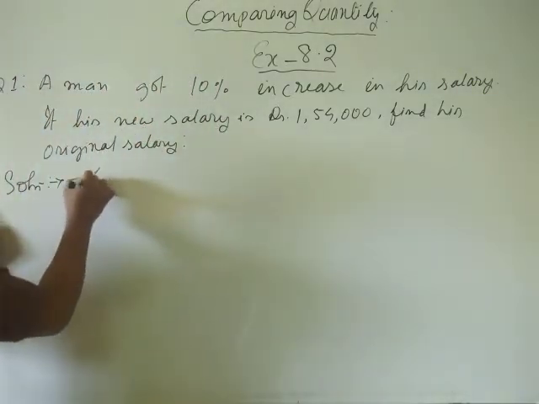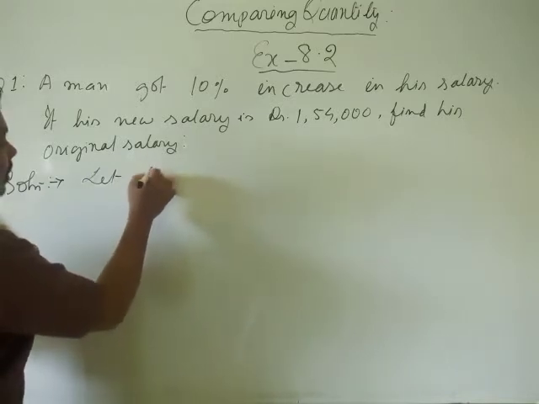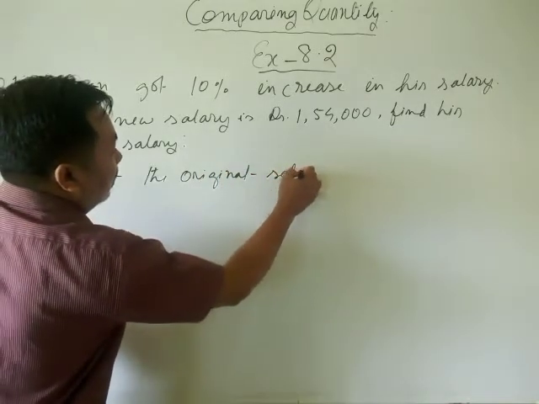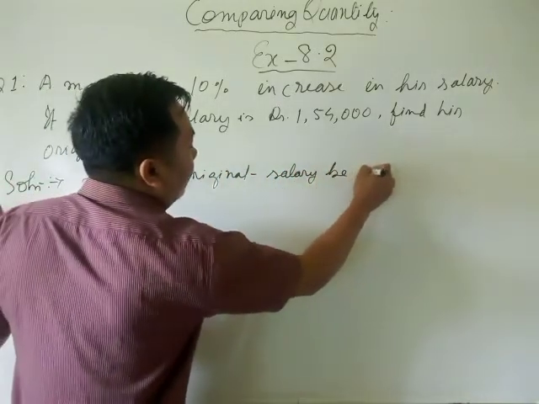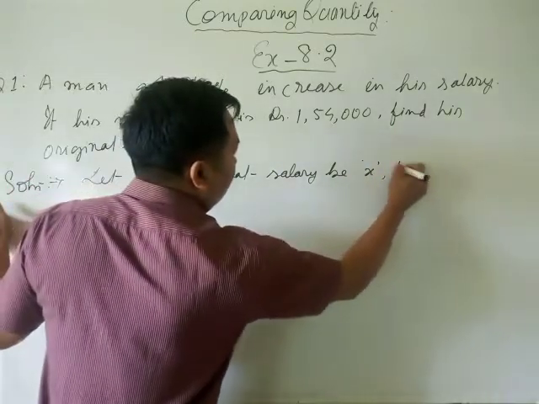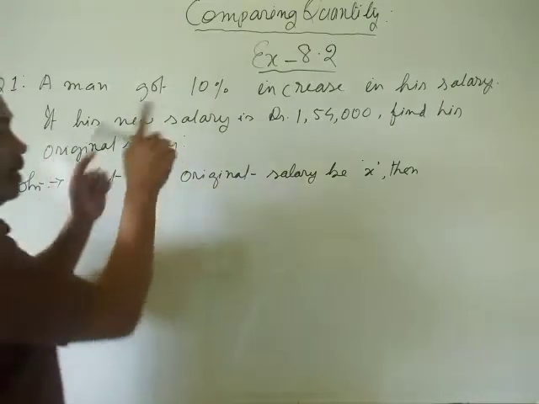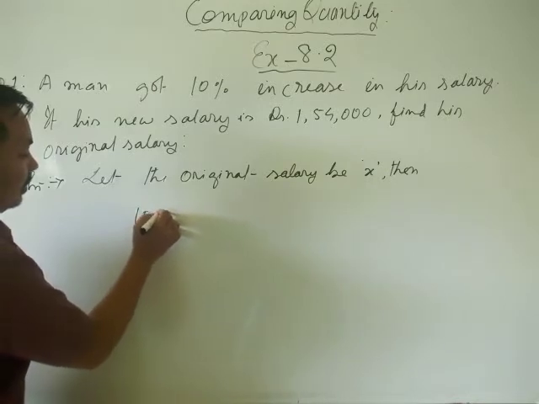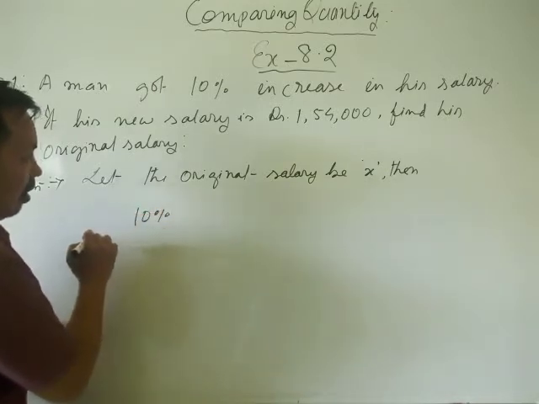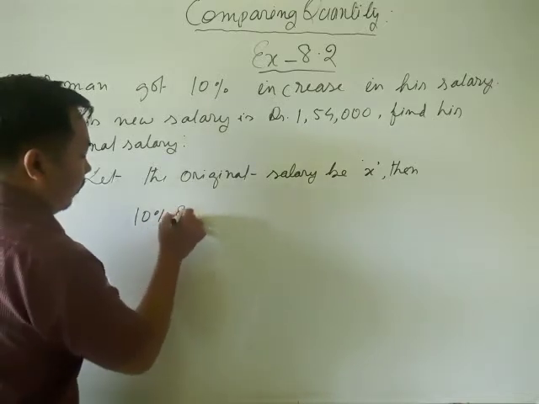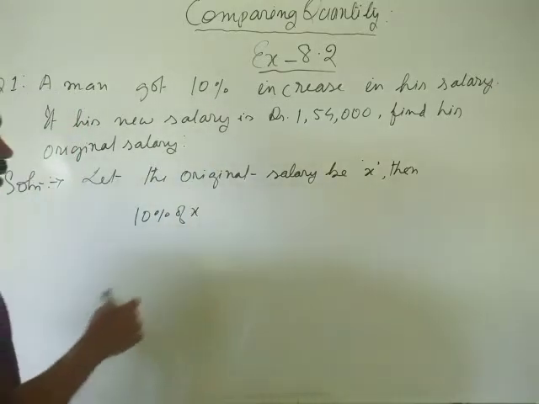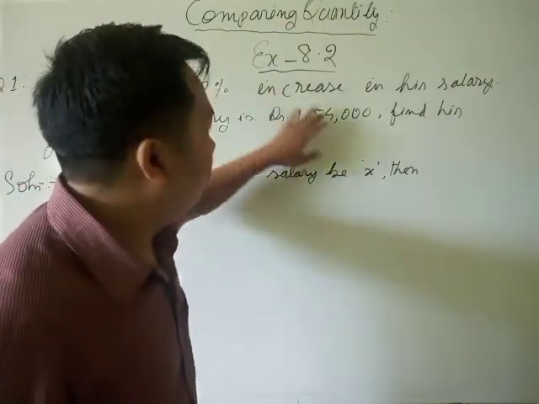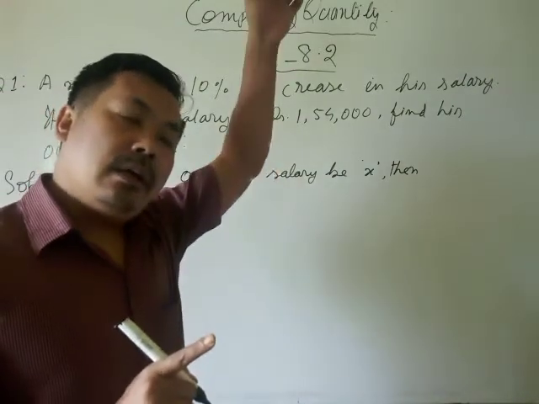Now look here. Let the original salary be X. Then by the condition of the question, we have 10% of X, 10% of the original salary. Not 10% of the new salary. If you take 10% on the new salary, you will be wrong. It should be 10% of the original salary only.